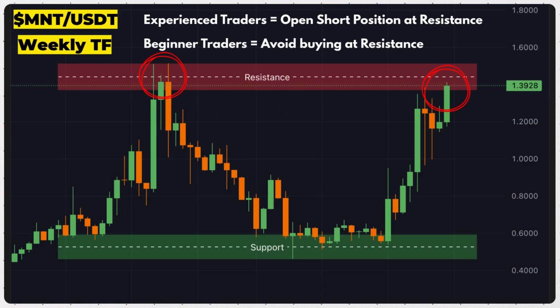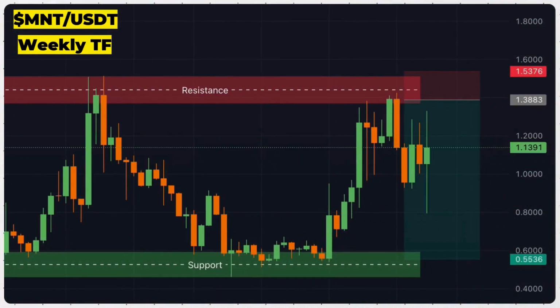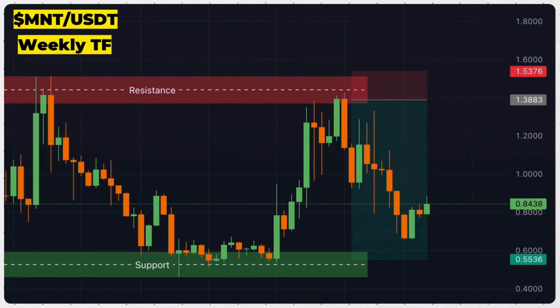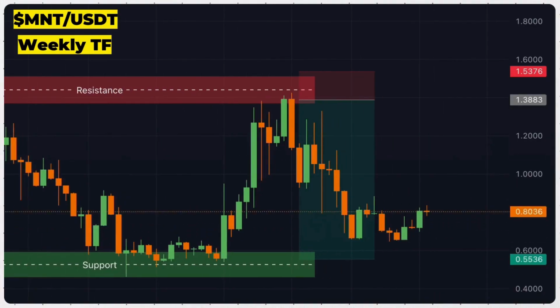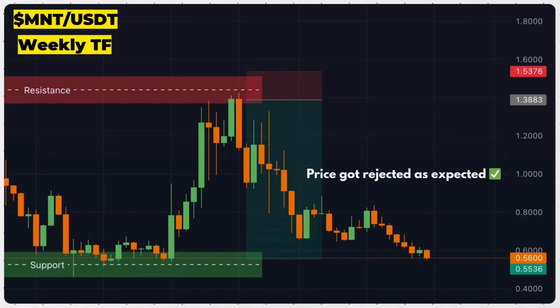As long as price hasn't broken above the previous resistance, we can expect this zone to act as a ceiling and potentially push price back down. Let's see how this plays out. Price eventually sold off and dropped all the way back into Mantle's strong support zone in the $0.5 to $0.6 region. Every time price dipped into this area, buyers stepped in and pushed it higher.